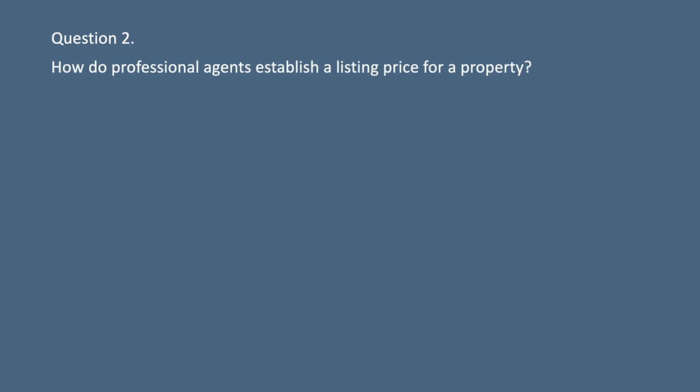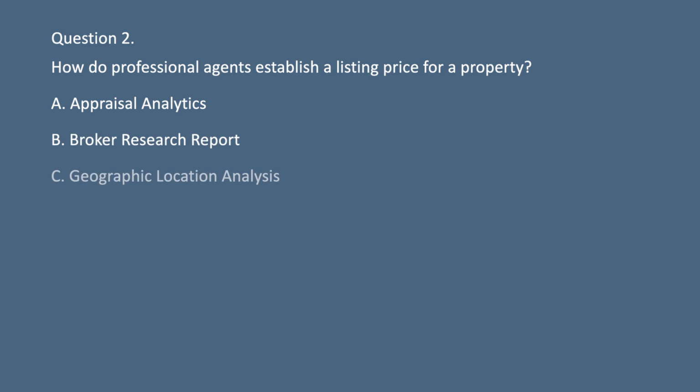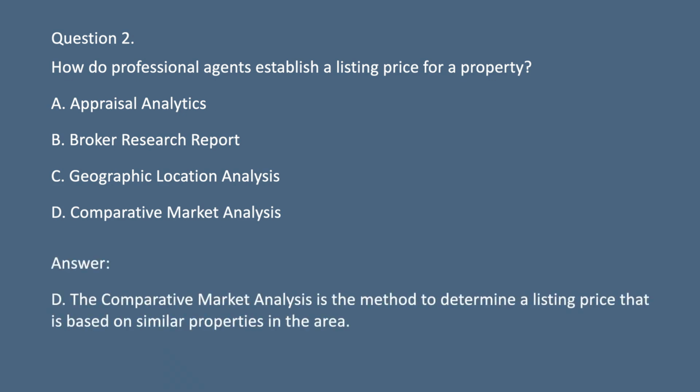Question 2. How do professional agents establish a listing price for a property? A. Appraisal analytics. B. Broker research report. C. Geographic location analysis. D. Comparative market analysis. Answer. D. The comparative market analysis is the method to determine a listing price that is based on similar properties in the area.